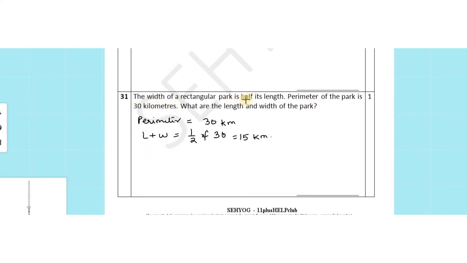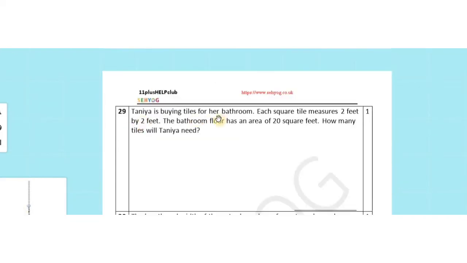So, 15 kilometers is the sum of length and width. Now, we will take combinations of length and width which add up to 15 and check if width is half of the length. So, that can be satisfied only by taking width as 5 kilometers and the length as 10 kilometers. So, 10 plus 5 is 15 and width is becoming half of length. That is our answer.